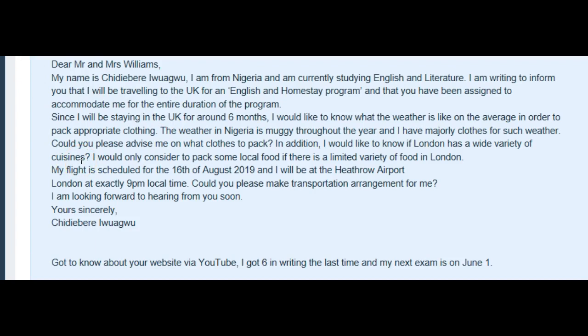I would only consider to pack some local food if there is a limited variety of food in London. I think you might have been able to express that a little more detailed, perhaps. So what are you trying to say? When you ask if it has a wide variety of cuisines, do you mean if you'll be able to find Nigerian cuisine and that's why you're referring to the local food? It doesn't really feel like that connection is clear, so I would have liked that to be clearer.